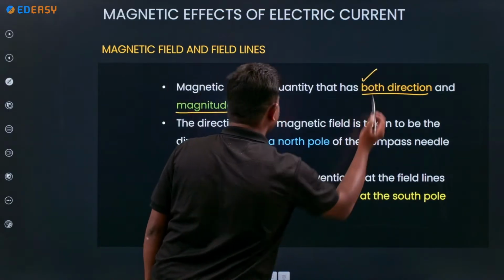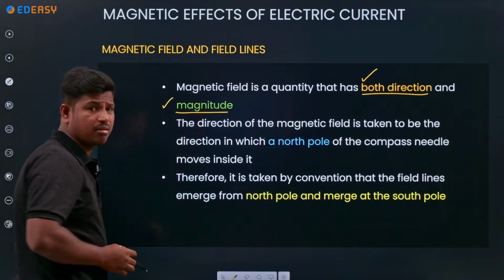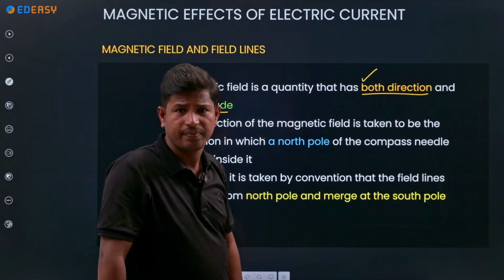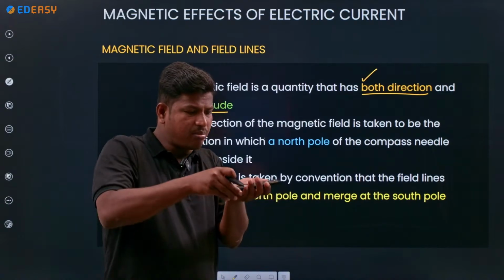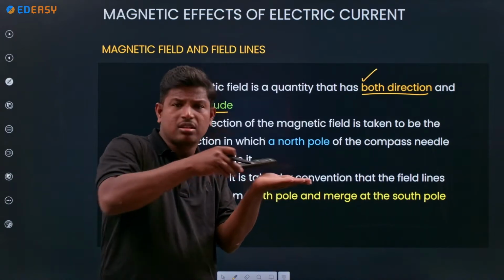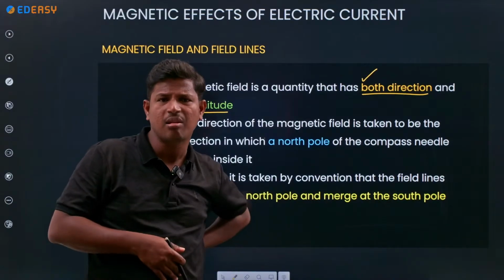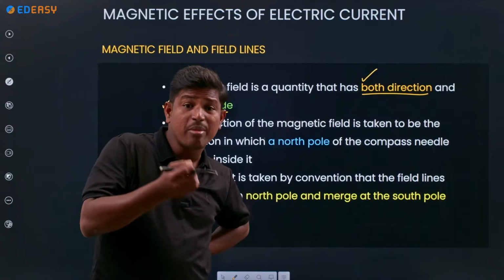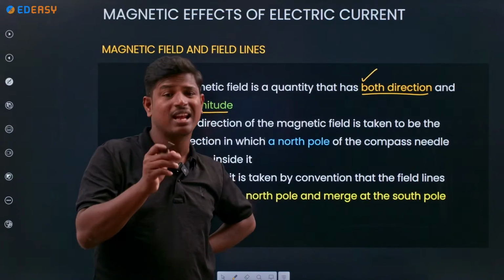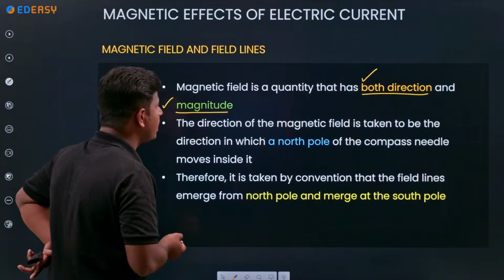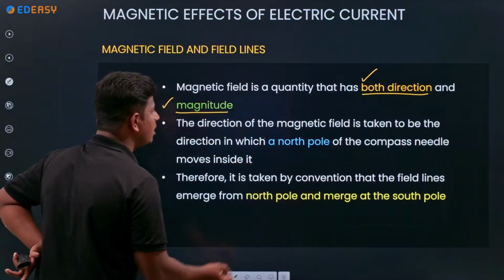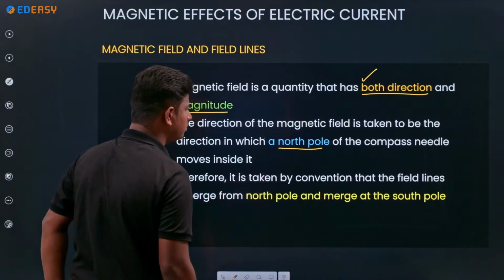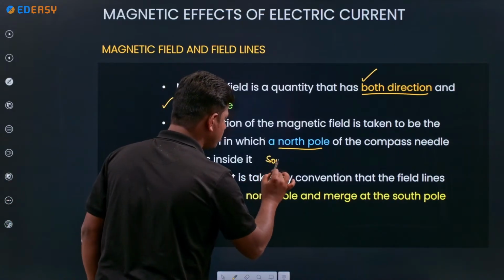The magnetic field lines have both magnitude and direction. Magnitude is there, that we know. It shows the north and south directions only. Right. So if I take a compass, what are the directions? North and south directions only. It has a directional property, right? And it has magnitude also. Both magnitude and direction are there. Next, the direction of the magnetic field is taken to be from which pole to which pole? North pole to south pole.